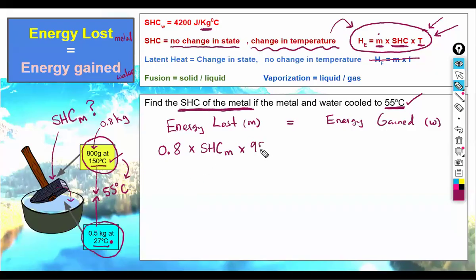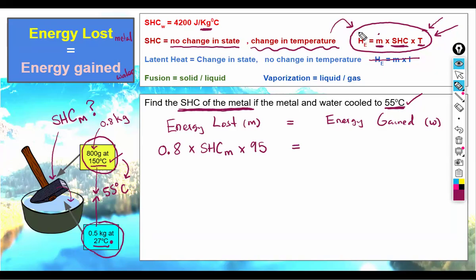I get the change in temperature to be 95. So now who is gaining the lost energy? It comes like the metal donating its energy to the water, and the water says, thank you for that energy. So let's do the water now.